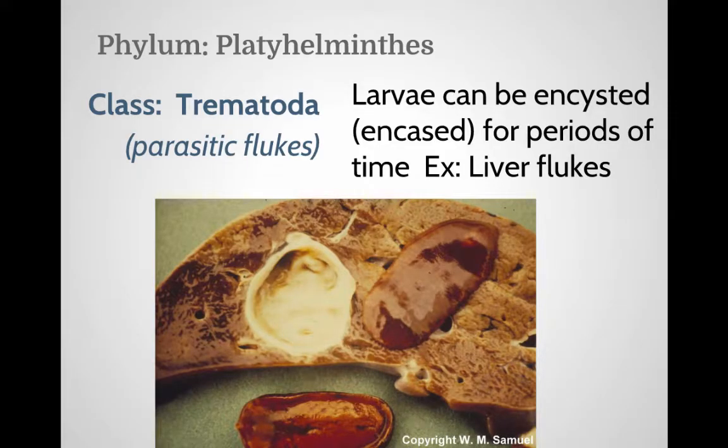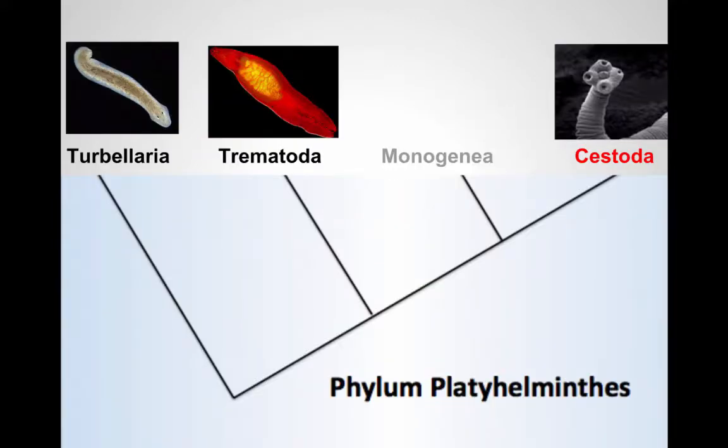As you look, this is a cross-section of a liver showing a parasitic fluke that has been removed. You can see that the larvae lived inside the liver for quite a long period of time and created a little cyst or an encasement that could help it survive in the organ.